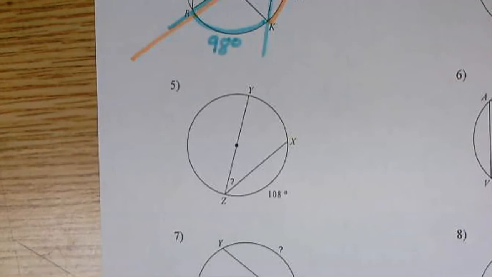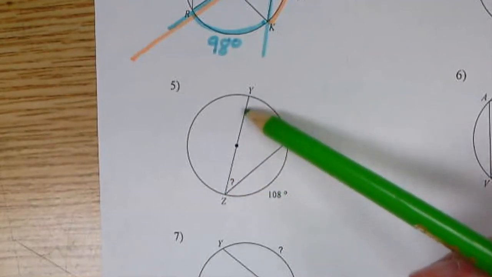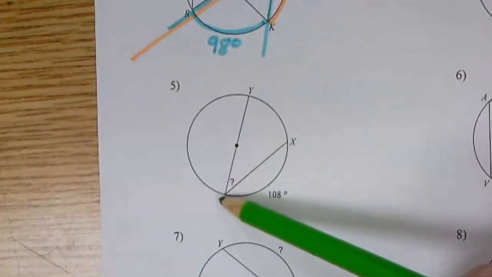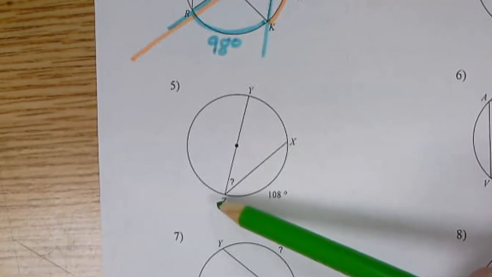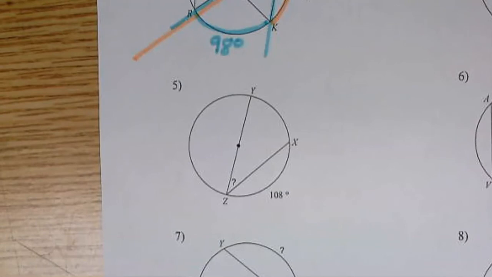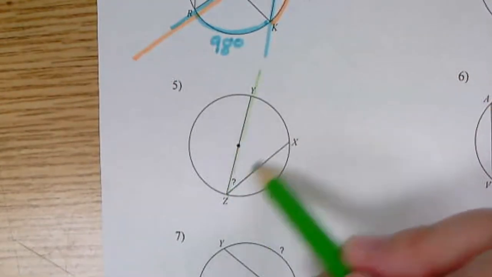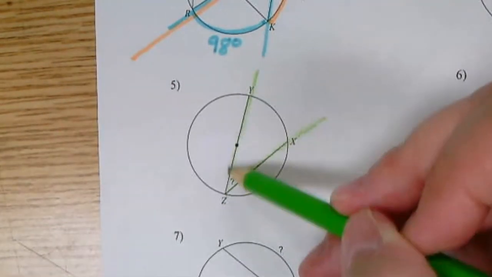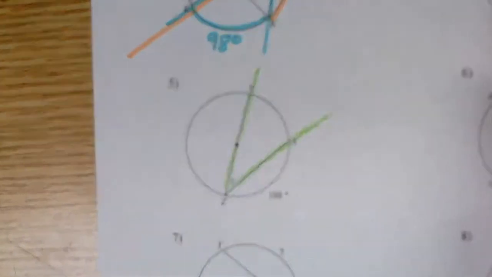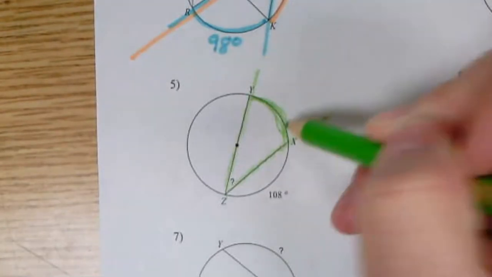Okay, I'm going to switch up my colors a little bit, get a little tired of those. The first thing I should notice when I look at this is that they have shown me a diameter. ZY is a diameter. We can always use a diameter because it cuts the circle into 2 equal halves, so everything on one side of it has to be 180. Okay, so let's look at this angle. The angle that we're being asked for, here are the 2 sides of it. So that means the intercepted arc is arc XY or YX, either way you want to put it.